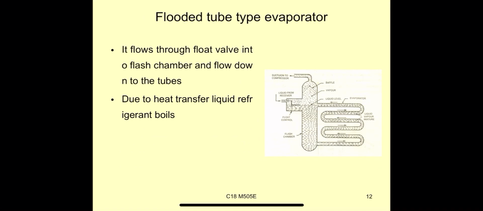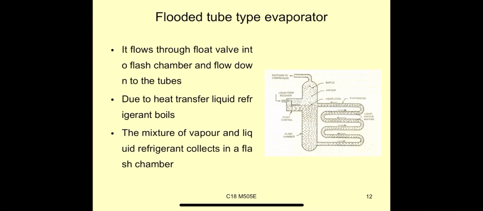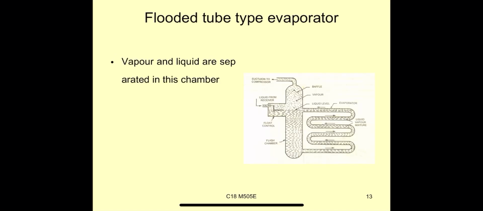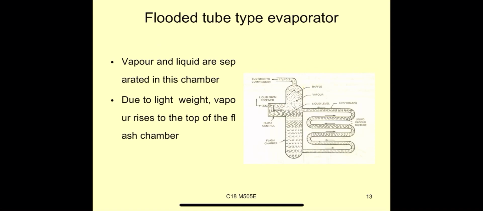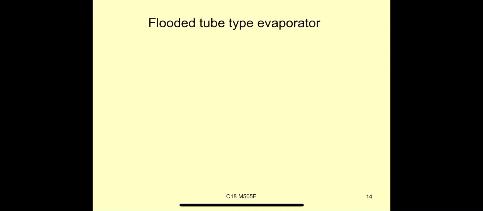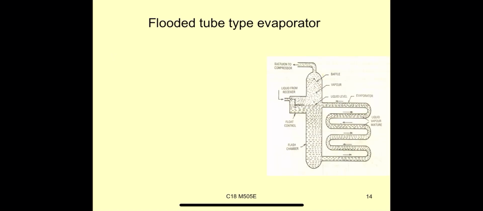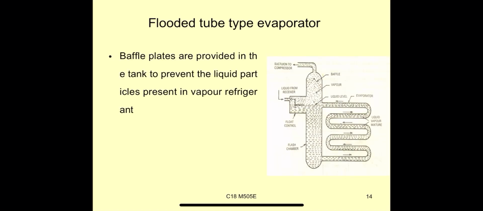Due to the heat transfer, the liquid refrigerant boils. The mixture of vapor and liquid refrigerant collects in the flash chamber. As vapor and liquid are separated in this chamber, due to light weight, the vapor rises to the top of the flash chamber. Baffle plates are provided in the tank to prevent liquid particles from being present in the vapor refrigerant.